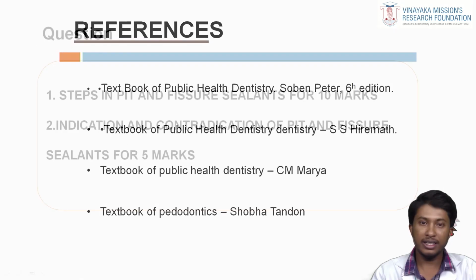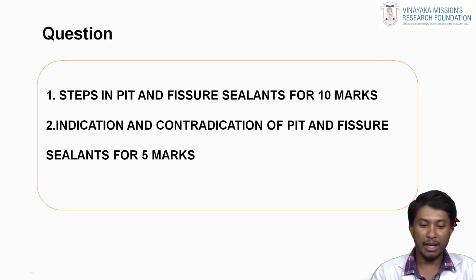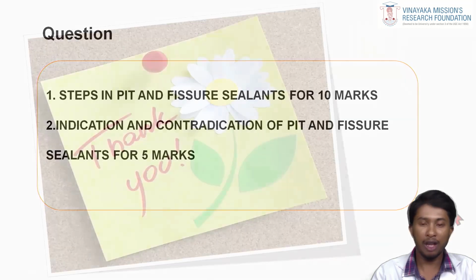These are my references. These are the important questions. For 10 marks they may give steps in pit and fissure sealants, or for 5 marks indications and contraindications of pit and fissure sealants. Thank you so much.